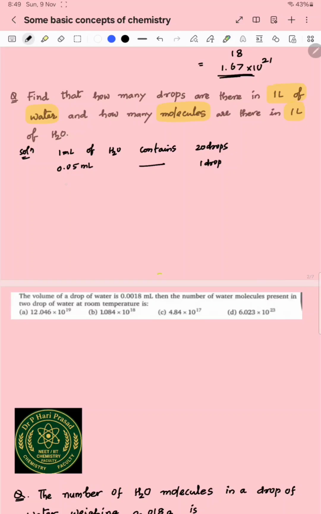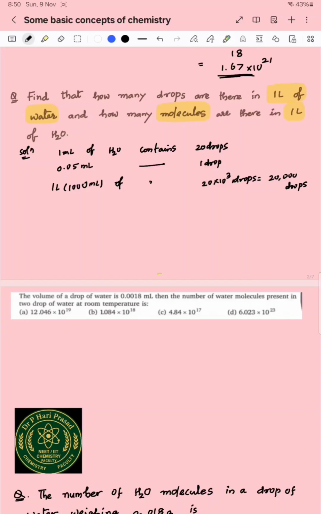The question is very clear, student. He is asking how many water drops 1 liter of water contains, right? Okay, 1 ml of water contains 20 drops, and 1 liter means, student, 1000 ml, right? So 1000 ml of water contains 20 into 10 power 3 drops only. So that means 20,000 drops. So 1 liter of water contains, student, 20,000 drops, right?